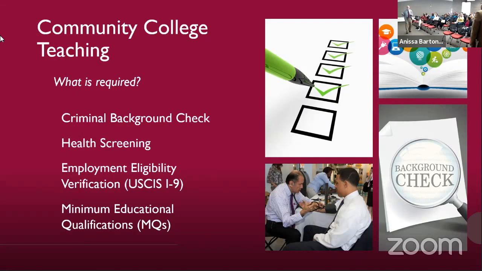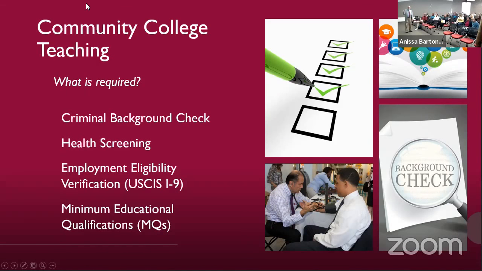All right, so health screening, TB test. Now you have to do this yourself before you get hired by the district. After the district hires you, they'll do it for free every three years. Employment eligibility, this is just to make sure that you have a social security card, etc. The district will take care of this.